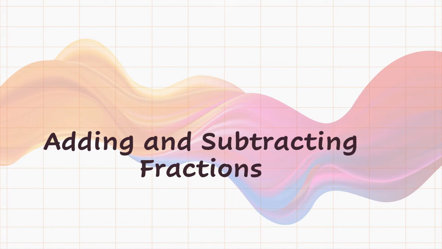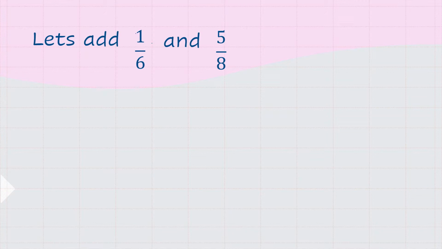In this video, we'll add and subtract fractions with different denominators. Let's add the fractions 1/6 and 5/8. As you can see, both these fractions have different denominators. So to add these fractions, we need to make their denominators common.